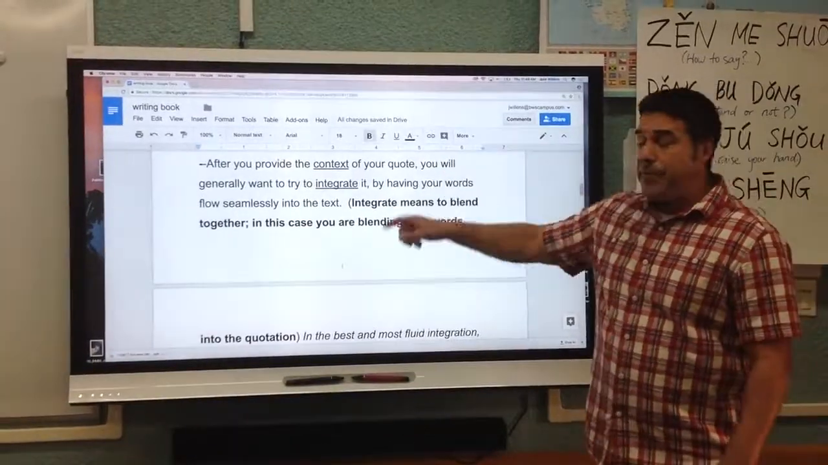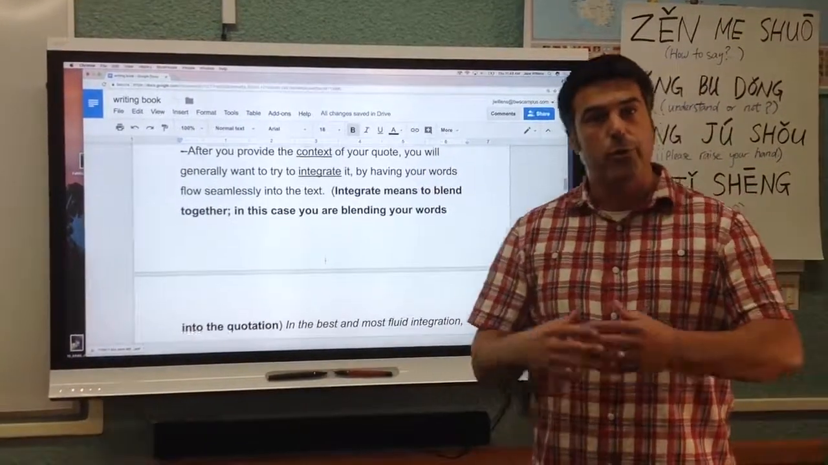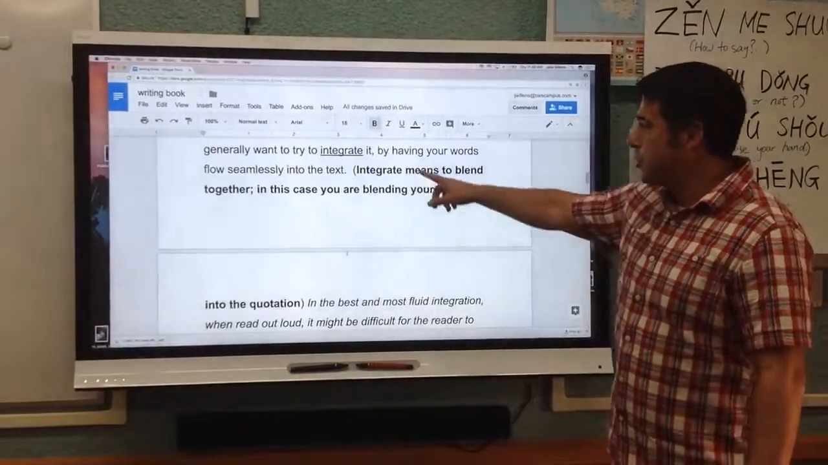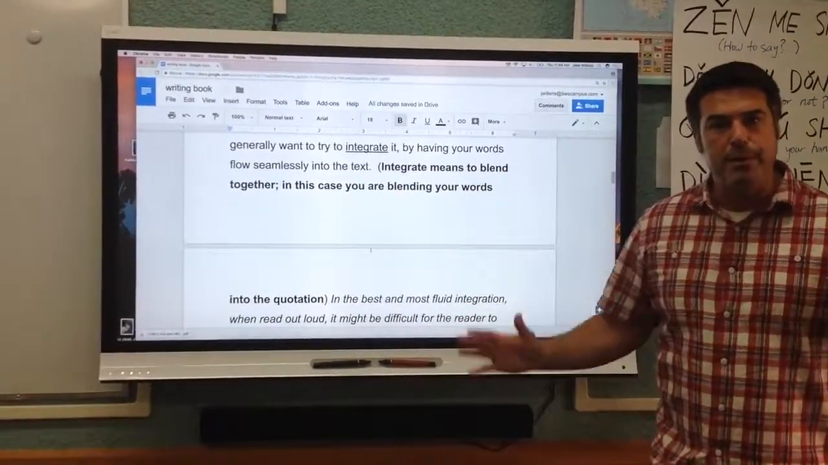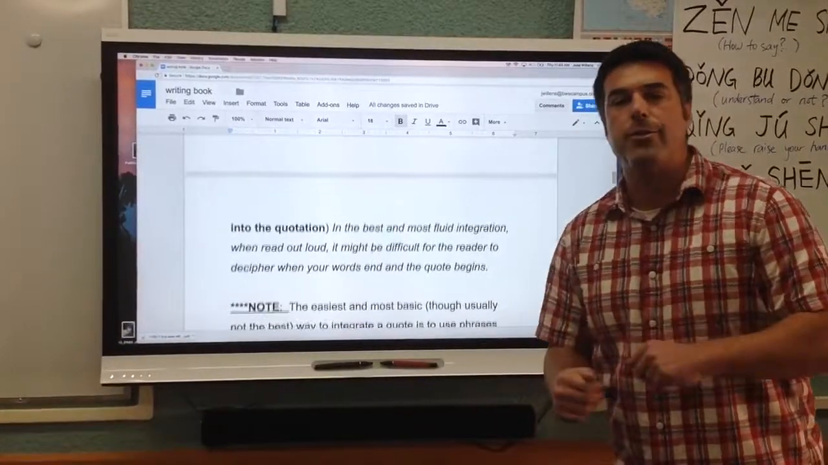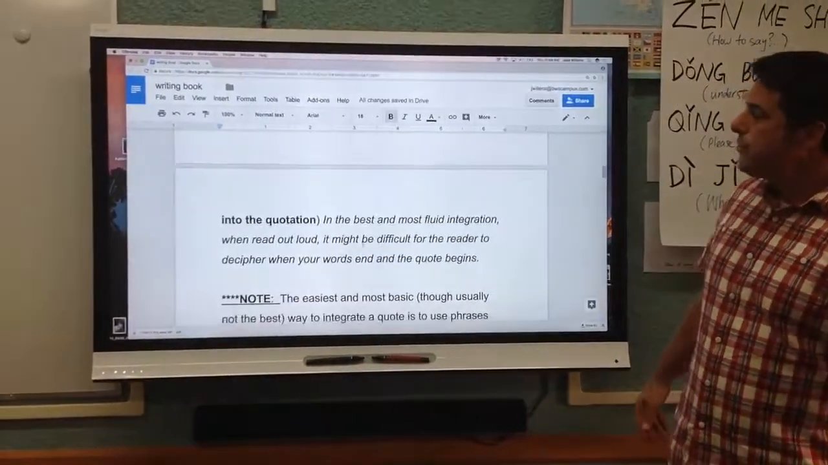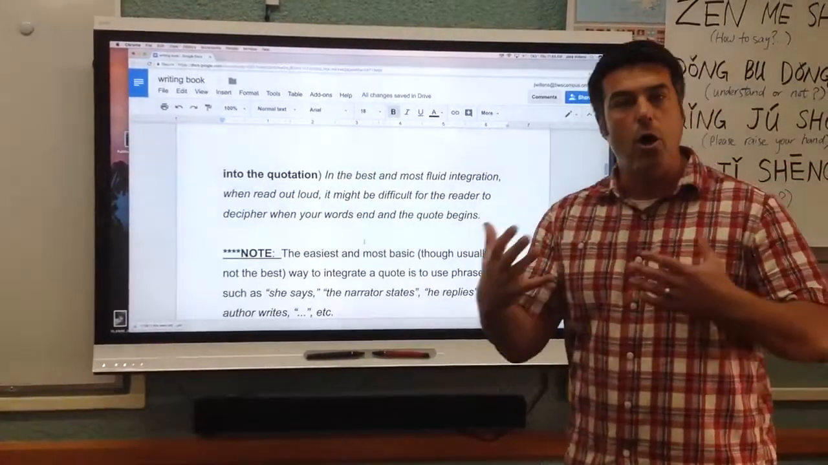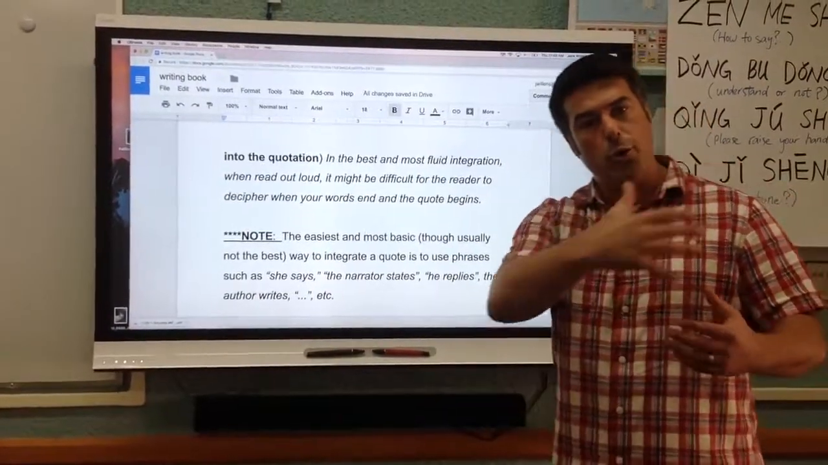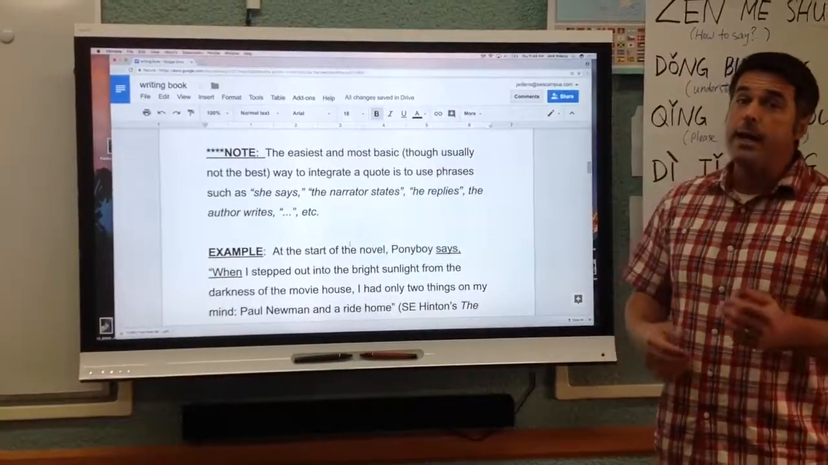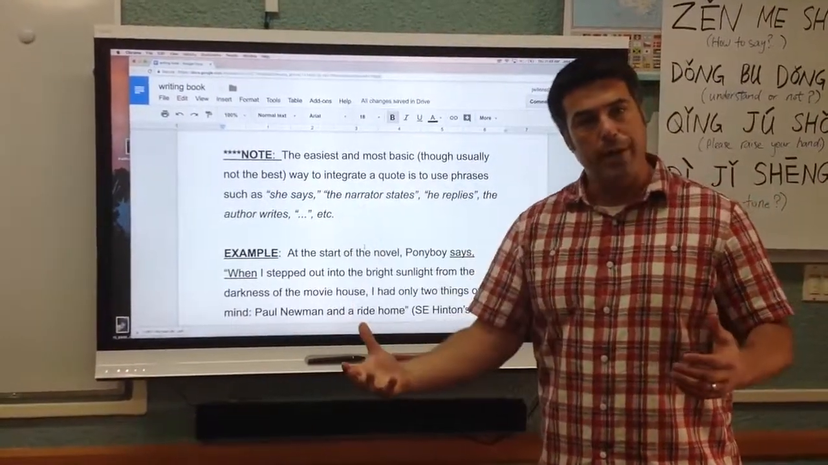Generally, after you set the context, after you set the scene so the reader knows what quote you're taking and from where, you want to integrate your quote. By integrate, it means bring together. What are you bringing together? You're bringing together your words into the quote. When it's most fluidly integrated, it should be hard if you read it out loud to tell where your words end and the quote starts. So if it's fluidly integrated, it isn't very jarring when the quote begins.